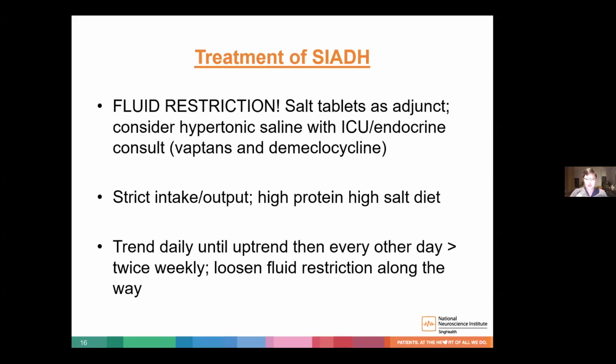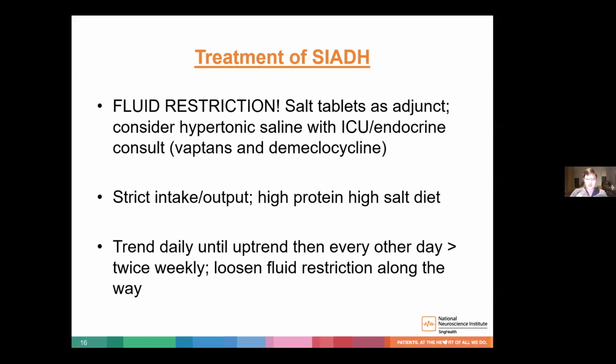The treatment of SIADH is very simple. Fluid restriction is the key. In our institution, we do use salt tablets as an adjunct to help bring up the sodium a little bit faster. You can also consider the use of hypertonic saline with an ICU or endocrine consult if needed. In the literature, there's also use of vaptans and demeclocycline. The vaptans are a class of drugs which directly act on the V2 receptors in the collecting tubules to block it and prevent the action of ADH. But we don't really use them in the Singapore context.